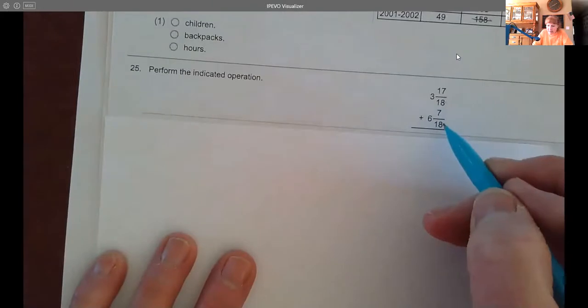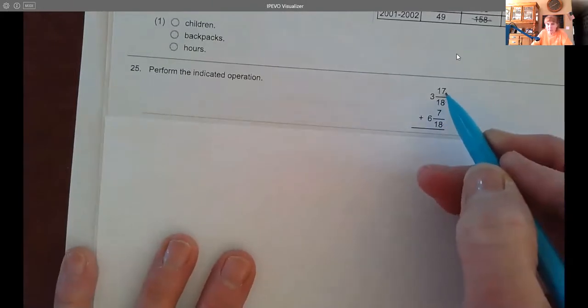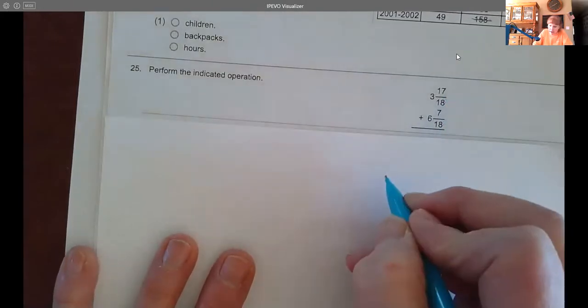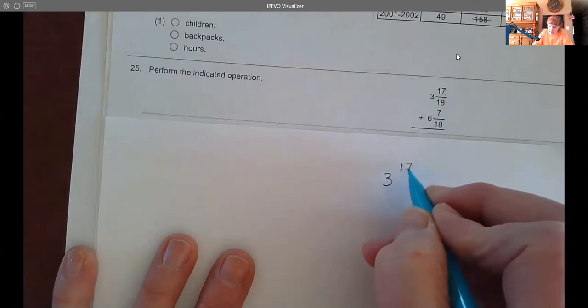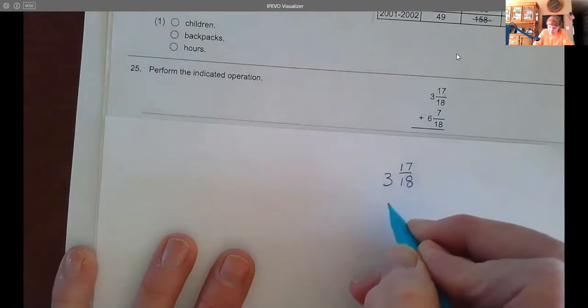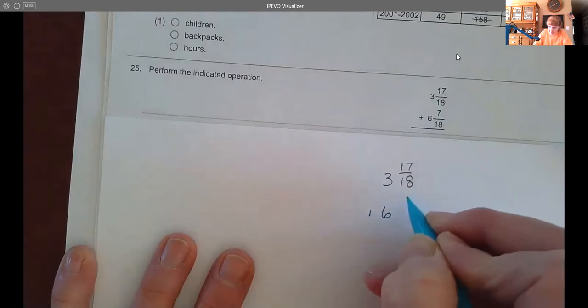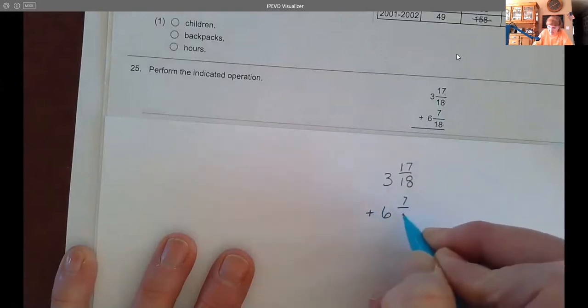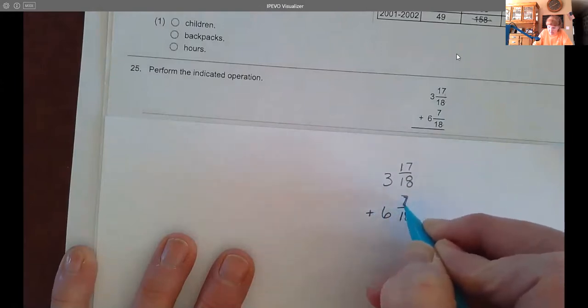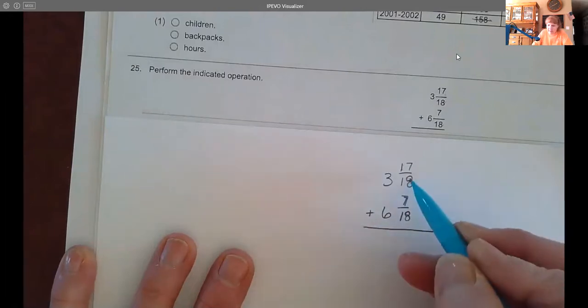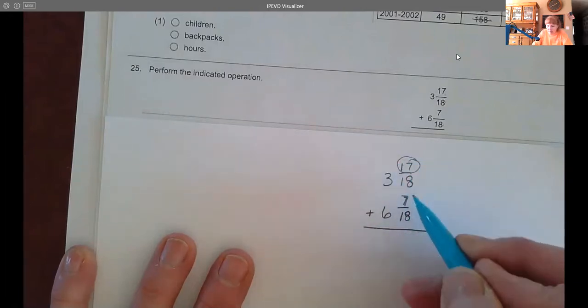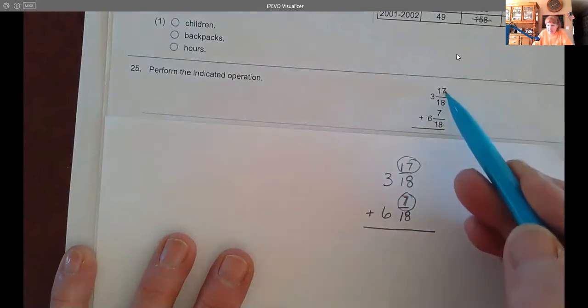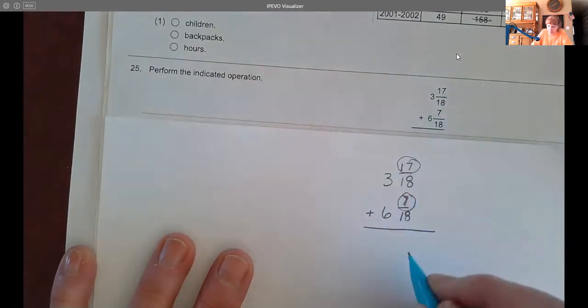Because these are the same, you can add the numerators together. So I'm going to copy it over. I want it just a little bit larger. 6, 7, 18. All right. Because these are the same, I can add the numerators. Well, when I take 17 plus 7, I'm going to get 24.